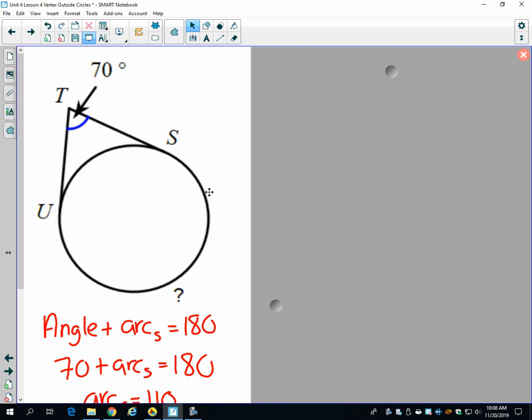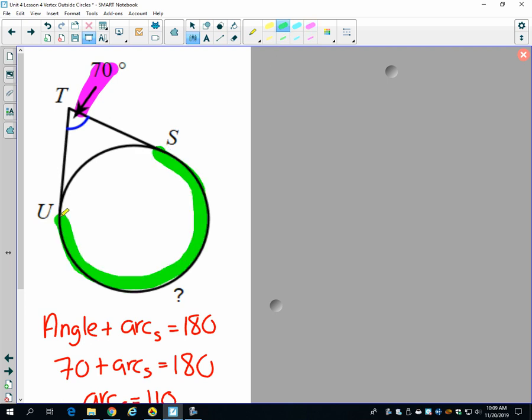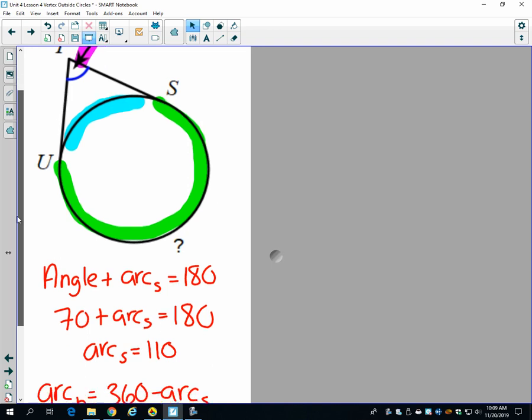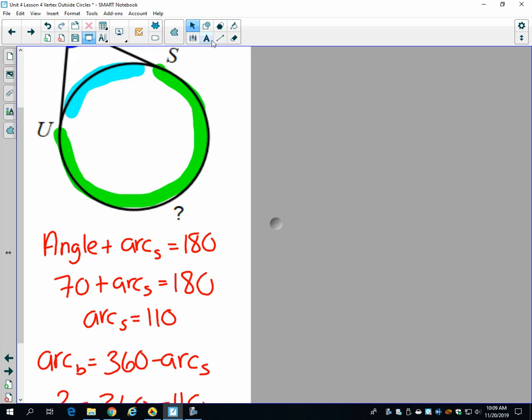So I'm going to stick with the one that I think works best, and if you like the other method, that's totally fine too. So I have this angle that's 70 formed by two tangent segments. I'm looking for the big arc, and I have this small arc that I don't know how big it is yet. But I'm going to find it by using the relationship that the angle and the small arc add to 180. Be careful with using the word supplementary. They're not supplementary because they're not both angles, but they do add to 180. So my angle plus the arc I don't know equals 180. If I subtract 70, I find my small arc to be 110.